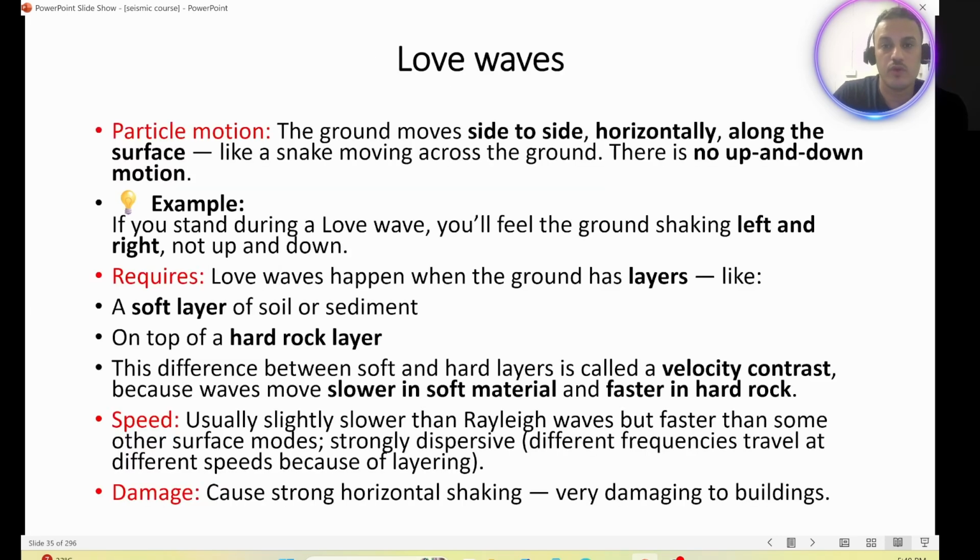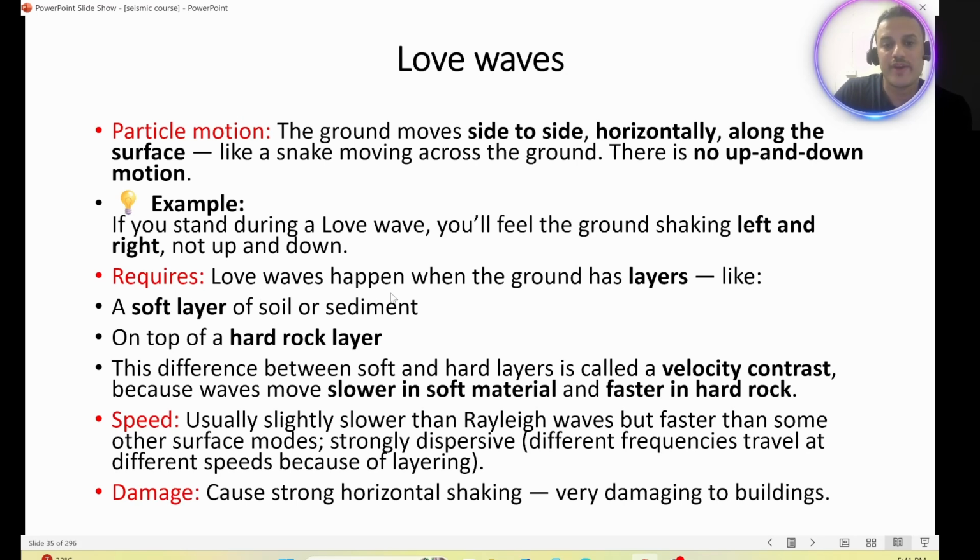We have Love waves, a surface wave. The ground moves side to side horizontally along the surface. You can think of a snake moving across the ground. There is no up and down motion, just side to side horizontally. So for example, if you stand during a Love wave, you will feel the ground shaking left and right, not up and down.